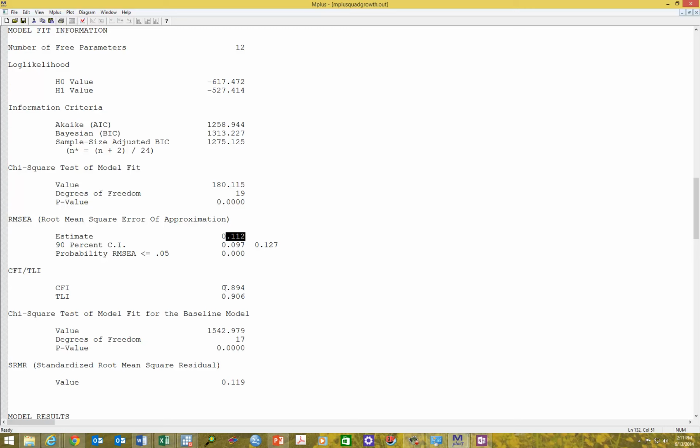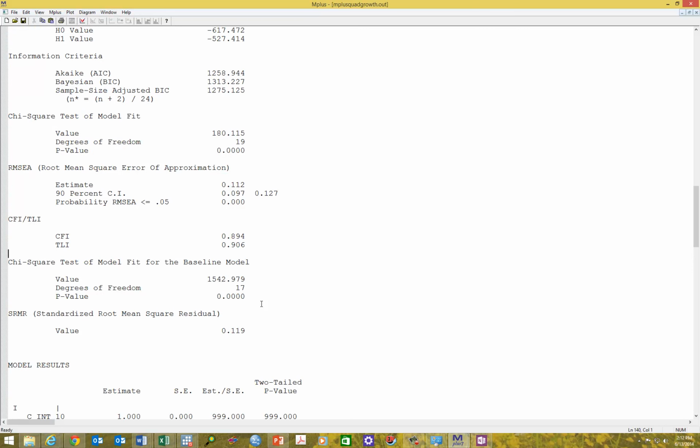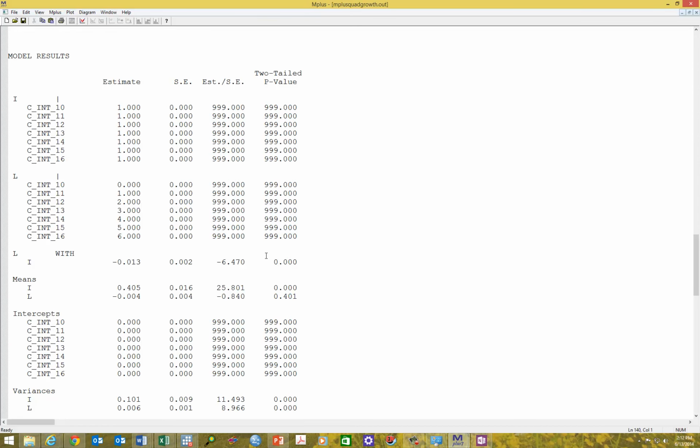Our CFI also is poor. We'd like to see that above 0.95, and that's at 0.894. So these fit statistics indicate that our hypothesized model linearity doesn't quite do the trick here, doesn't quite explain the data. Here's our model results, our intercept and slope, again all at 1 and then 0 through 6.